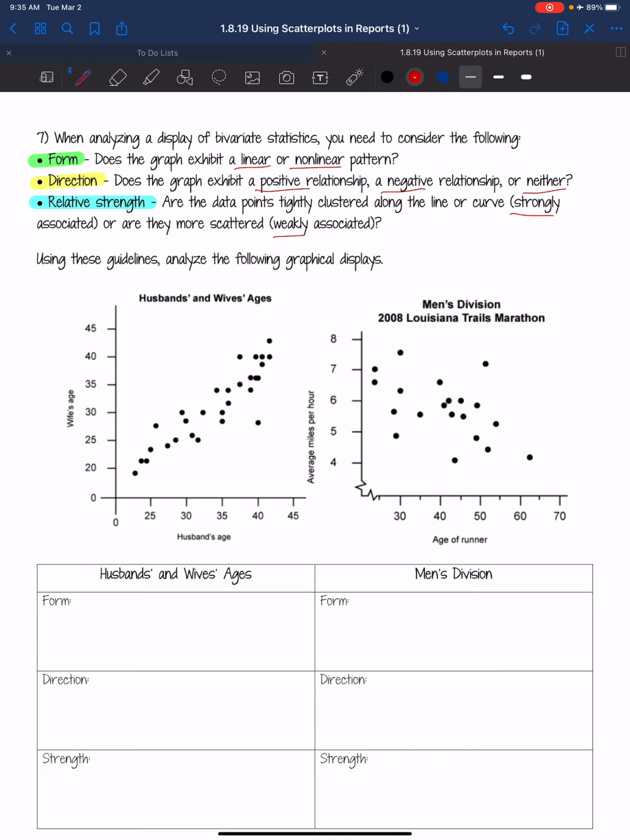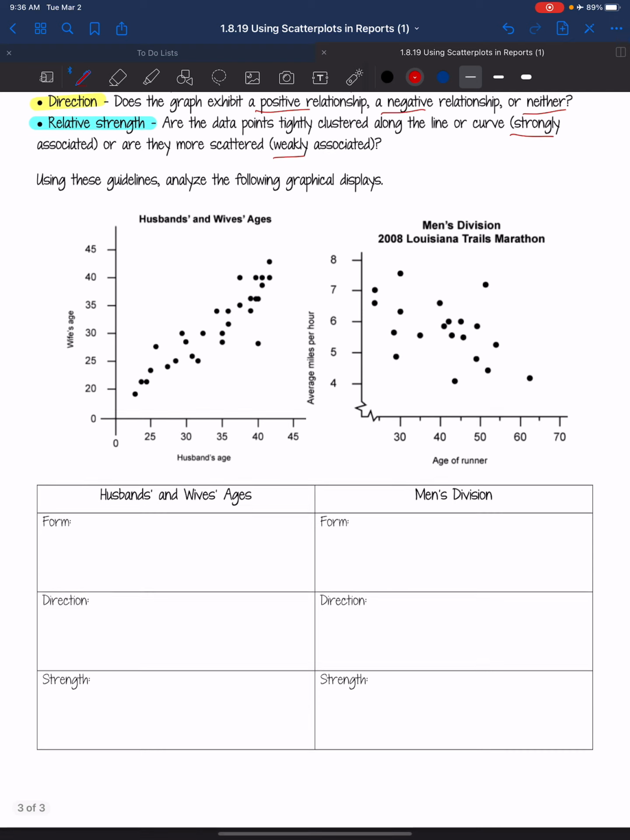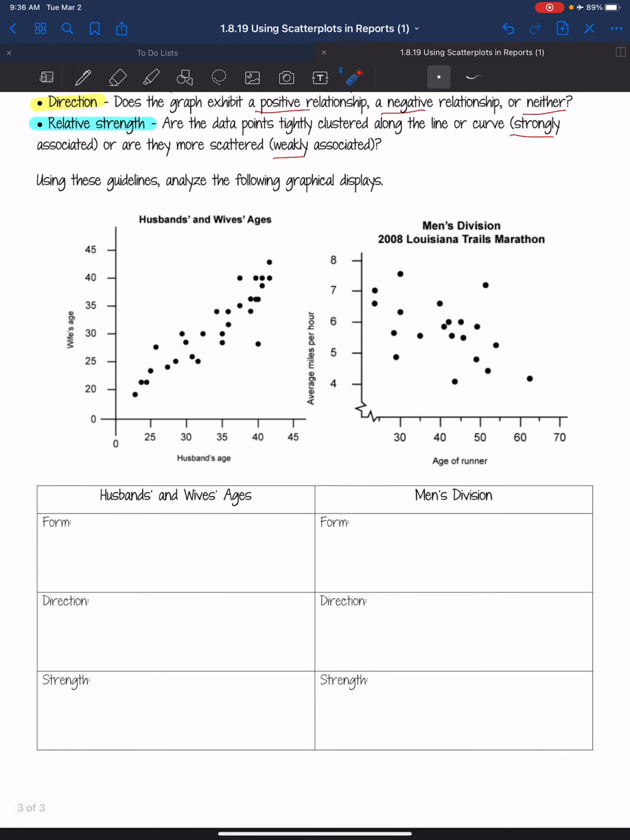So if I'm looking at this first one, husband's and wives' ages, I notice that for the form, is it going to be linear or nonlinear? Well, these seem to be following a line here, right? So I'm going to say that it is fairly linear. Direction, is it positive, negative, or neither? So it looks like it's going up as the graph moves on. So I'm going to say that it is a positive association.